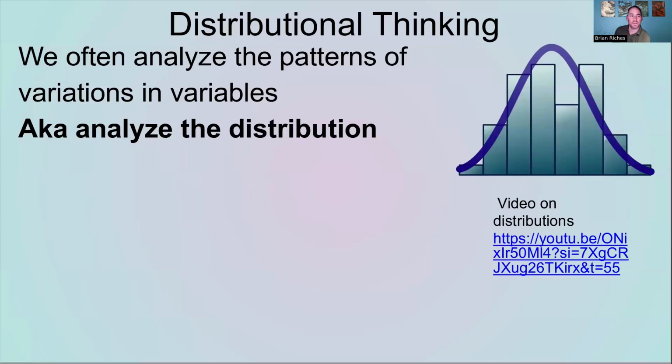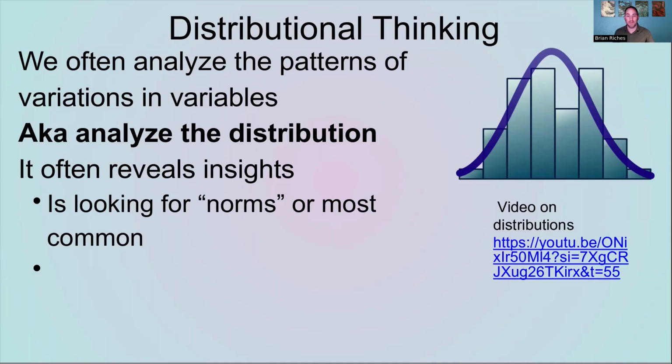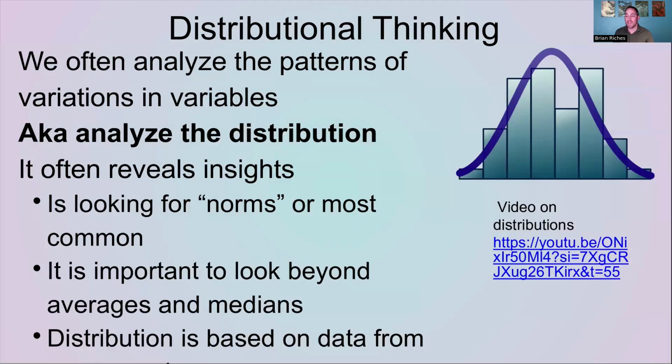So we kind of alluded to this earlier, but another point in research is distributional thinking. This goes with our inferential statistics. We look at the distribution that we find in our data, and then we look for norms or things that are the most common. So we look at the averages, the medians, the means, and we build that data from our samples. So our samples give us ideas about the whole population.